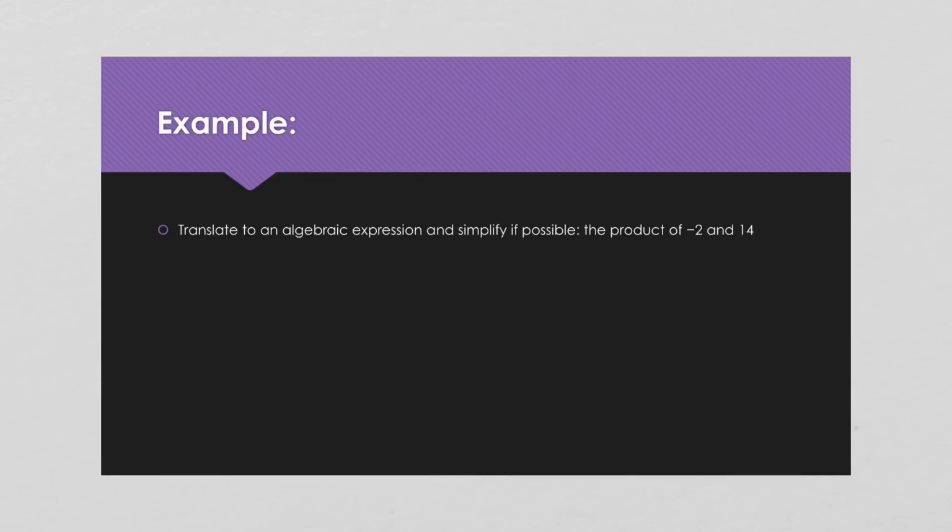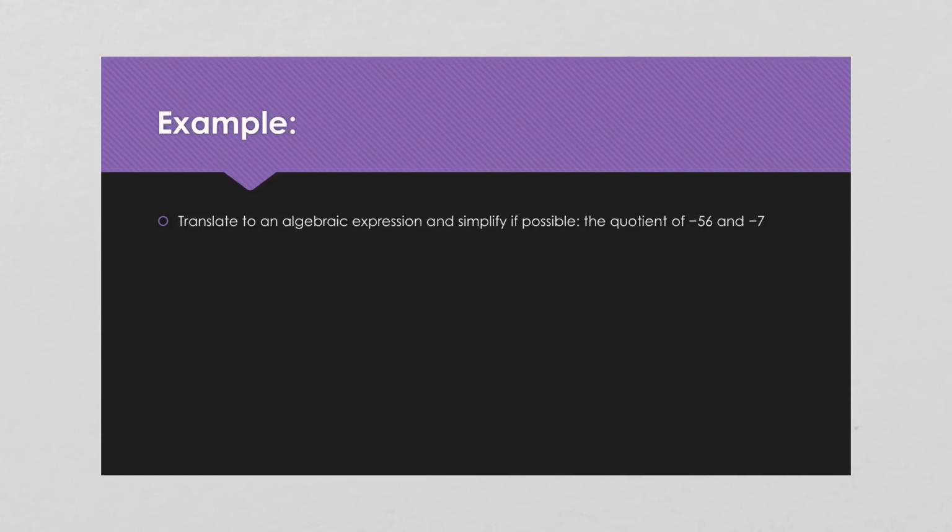We're going to translate to an algebraic expression and simplify if possible. The product of negative 2 and 14. Remember, product is a fancy word for multiply. So I've got negative 2 times 14. I have a negative times a positive, which is a negative 28.